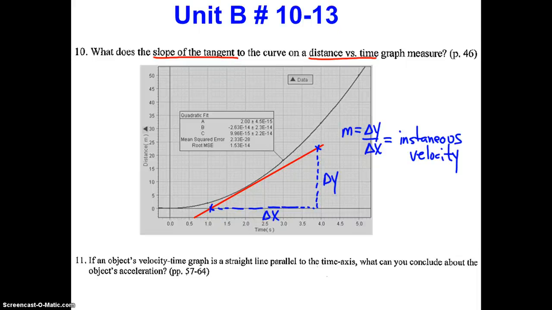All right, let's take a look at number 11. If an object's velocity time graph is a straight line parallel to the time axis, what can you conclude about the object's acceleration? Clearly, you see a shift in this set of problems, that it goes from distance time graphs to velocity time graphs. And we have to change our thinking a little bit when we do that. So let's start by just sketching out. And we're just going to sketch this one by hand.